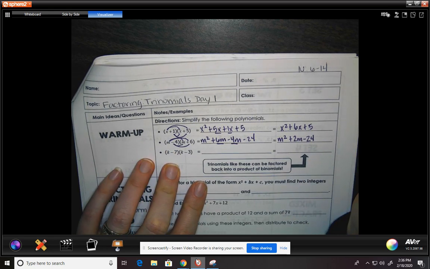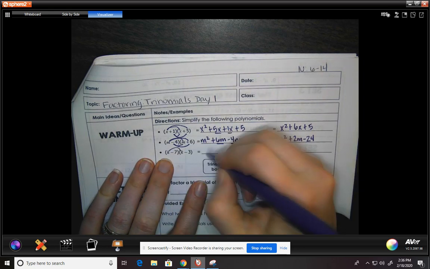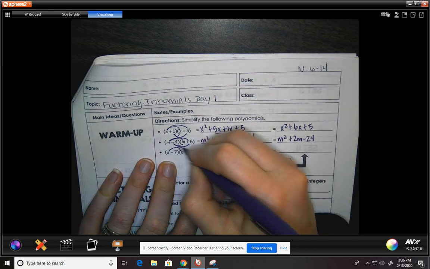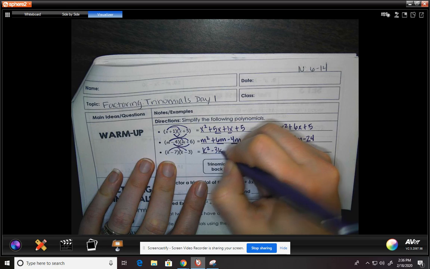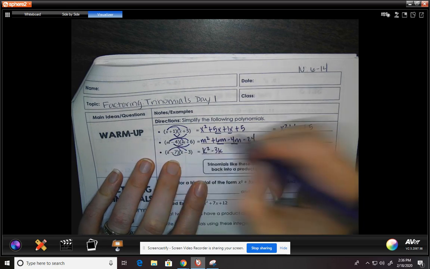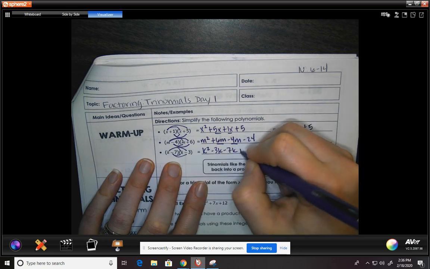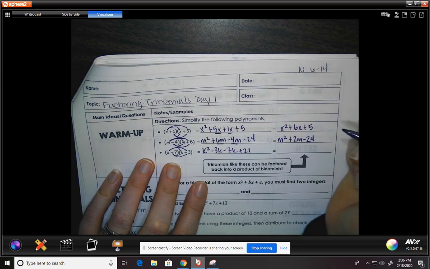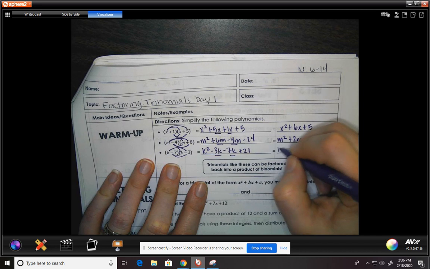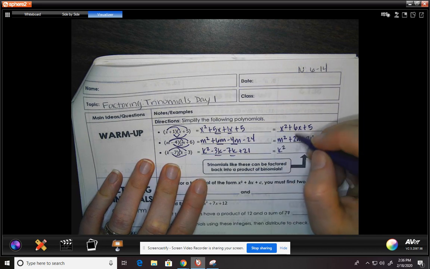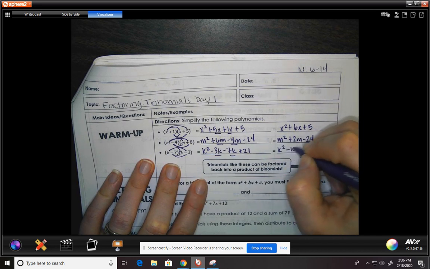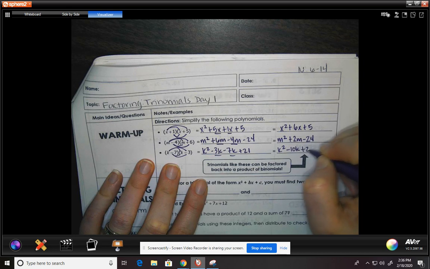Okay, so k minus 7 times k minus 3. K times k is k squared, and k times negative 3 is negative 3k. Negative 7 times k is negative 7k, and negative 7 times negative 3 is positive 21. My k's will combine, so I keep the k squared. A negative 3 and a negative 7 make a negative 10, keep k, and then plus 21.